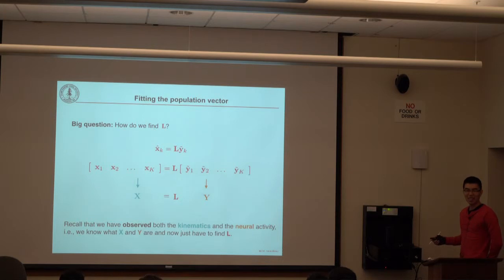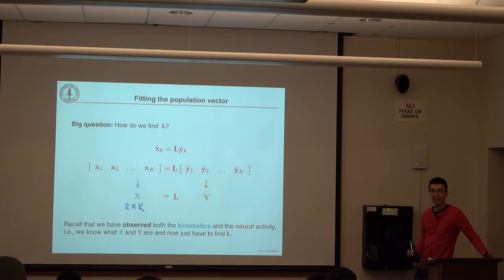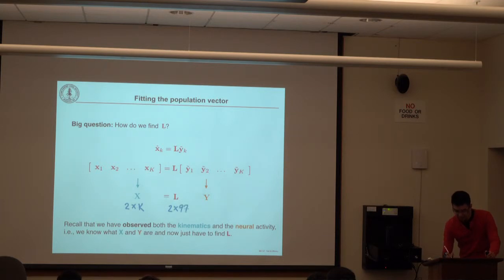So what are the dimensionality of these matrices here? X is 2 by k, yep. And L is 2 by 97, I heard it. And Y is 97 by k. Great.